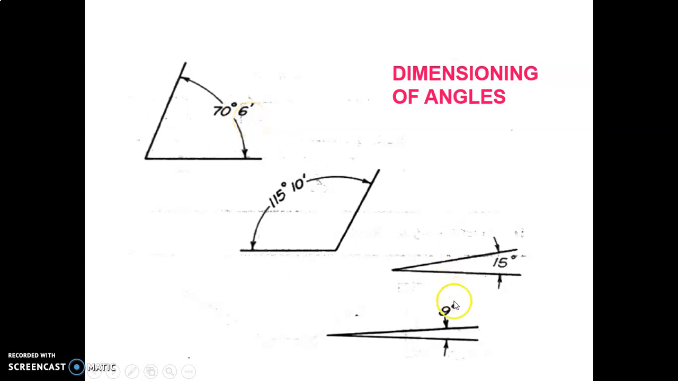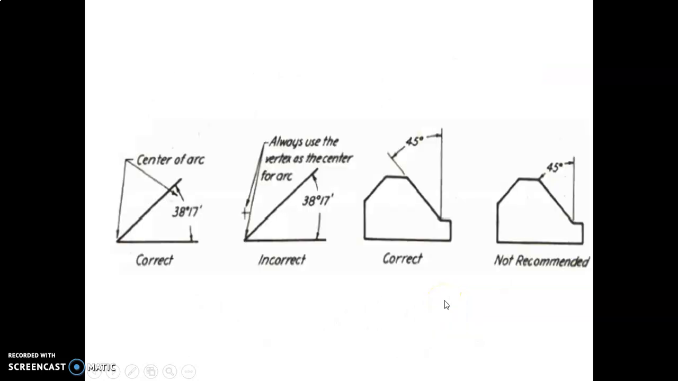Kalau yang kecil, so you buat dimension dia dekat luar, sebab tak muat nak tulis numbering dekat dalam ni kan. This is too small. So you put an arrow at each line dekat luar, outside, and then put the number outside juga. This is also some of the correct and incorrect dimensioning. So correct, this one cannot. Not recommended.